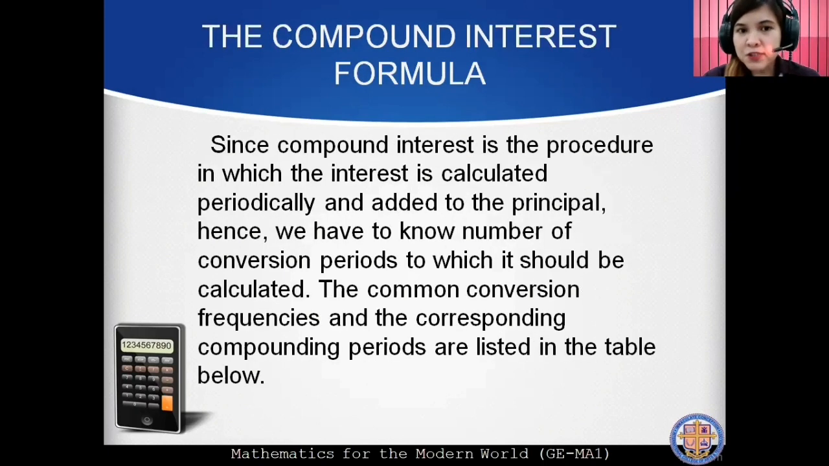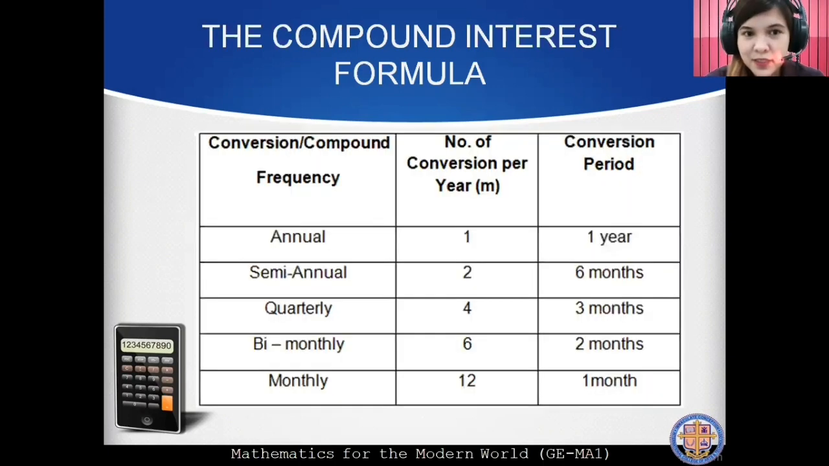The compound interest formula. Since compound interest is the procedure in which the interest is calculated periodically and added to the principal, hence we have to know number of conversion periods to which it should be calculated. The common conversion frequencies and the corresponding compound periods are listed in the next slide. This is very important. So, meron tayong period, periodically. So, ito yung ating gagamitin nating conversion period.